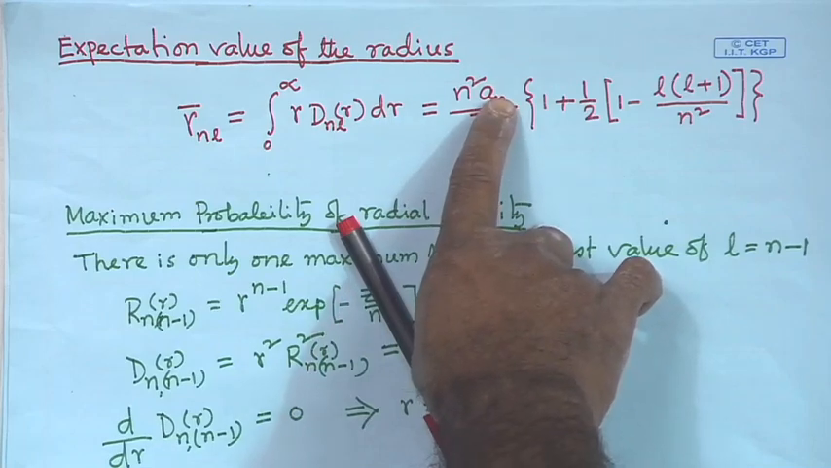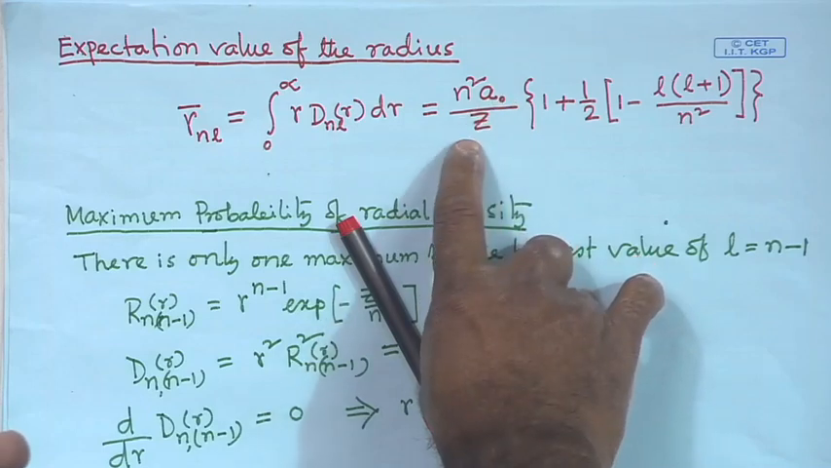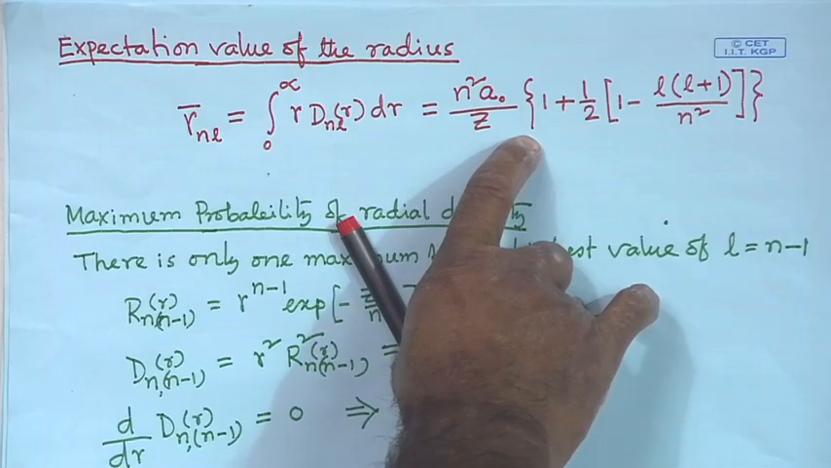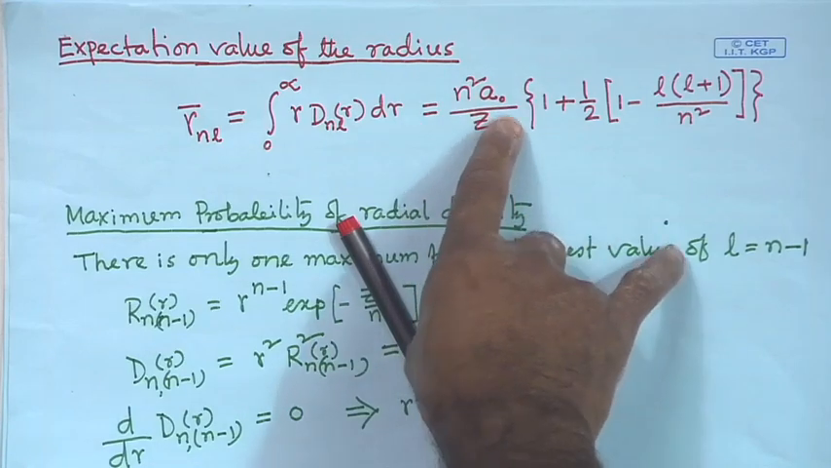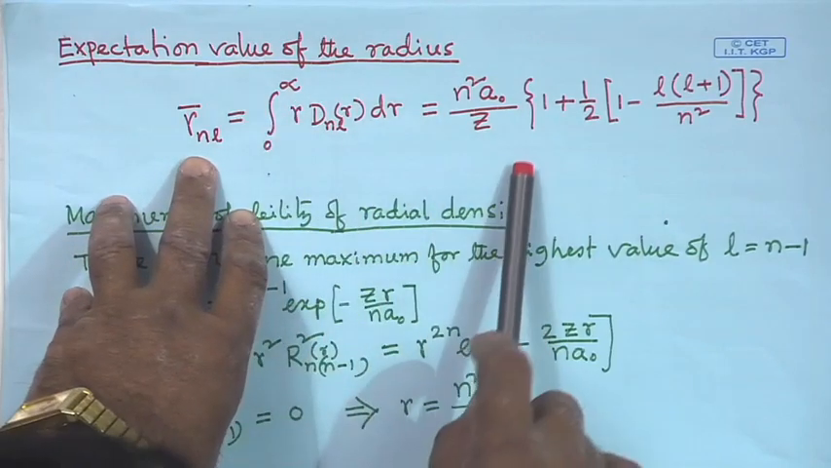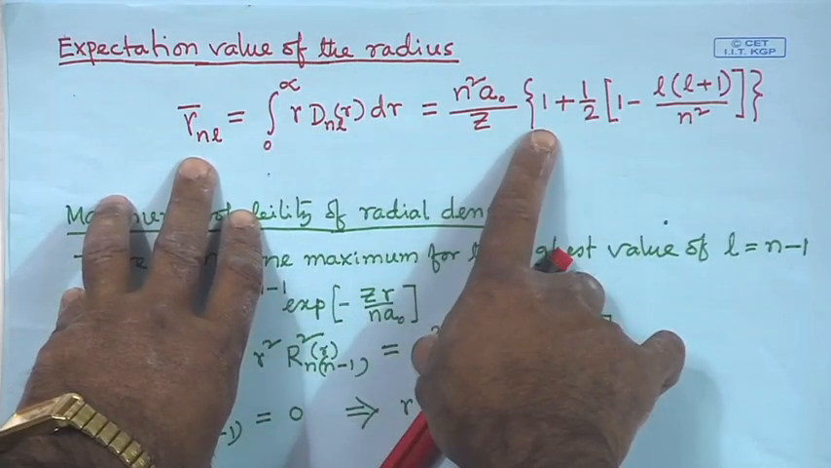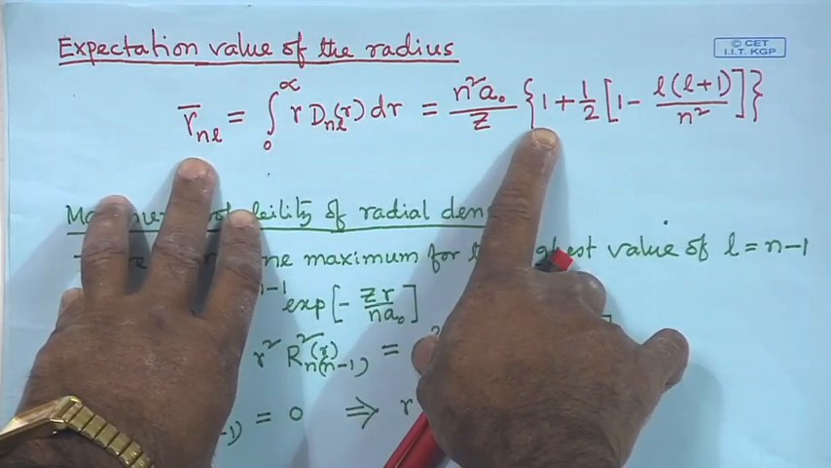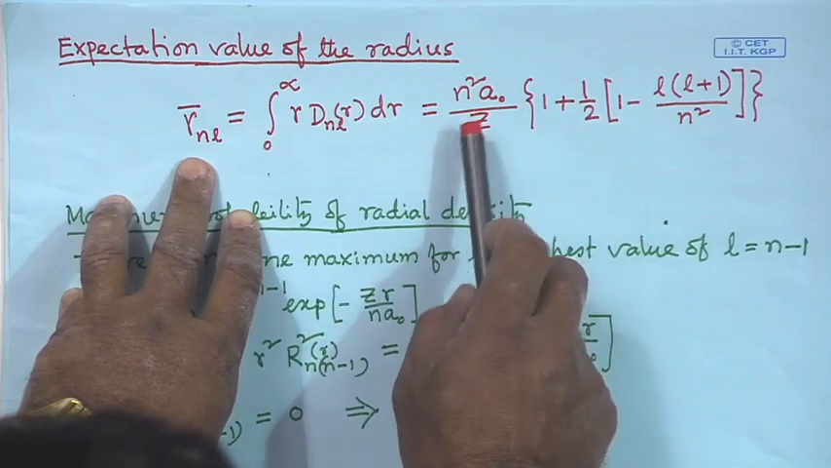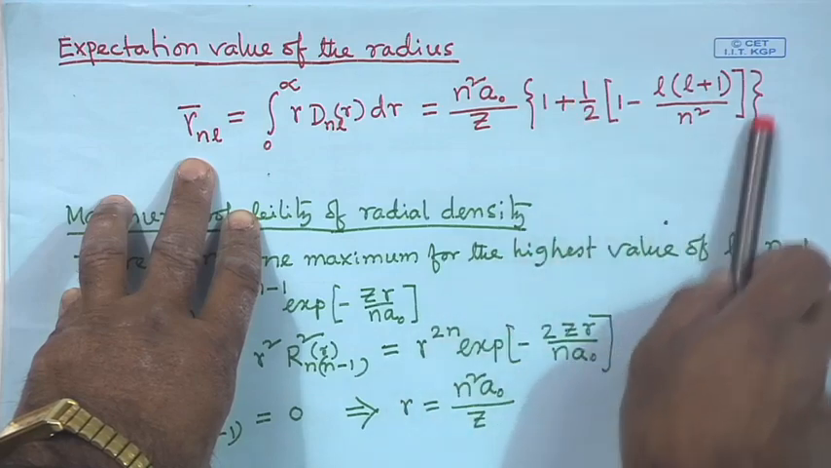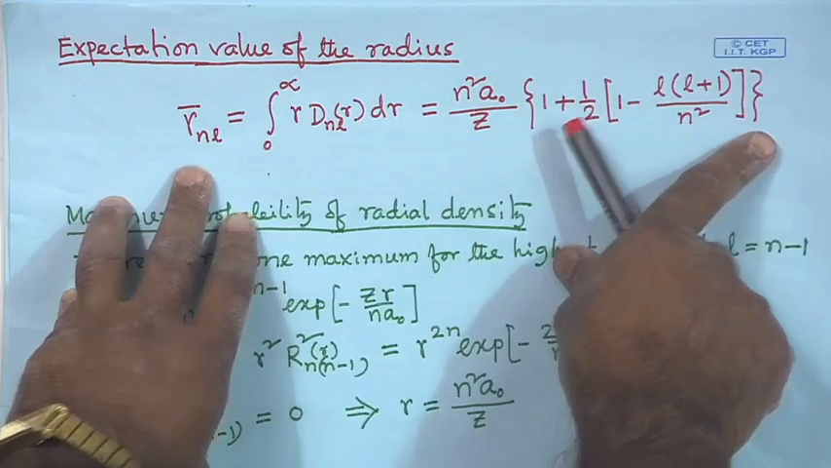a 0 is, I think, h cross square by mu e square. Okay, so that was the a 0. So exactly from the Bohr radius, but in this case the expectation value is not exactly the Bohr radius, whatever radius we got from the Bohr model. It is different, and it depends on the L. The expectation value is like this.